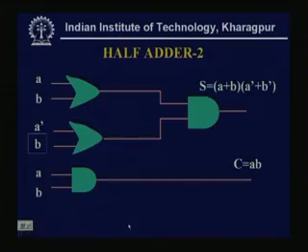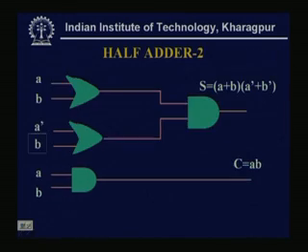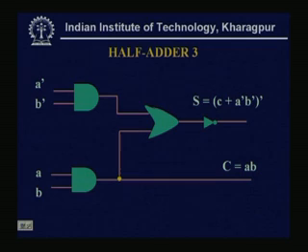Whereas, in the previous design, again they are 4 gates, but different types of gates. Here we have used one inverter, and AND gates, and one OR gate, or one AND gate that we have reduced.